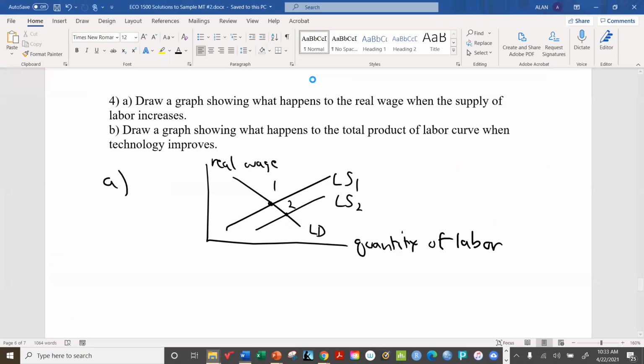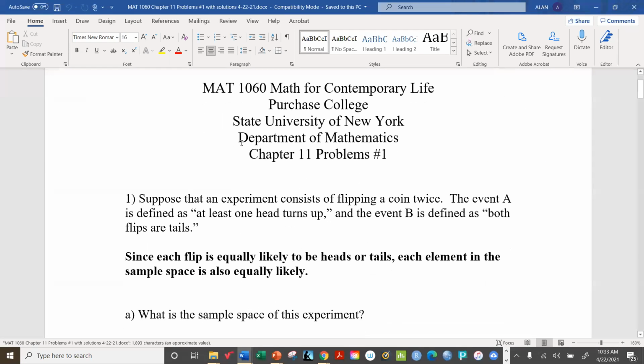All right, so we'll start with the first one, of course. Now, let's begin at the beginning. Suppose that an experiment consists of flipping a coin twice. The event A represents at least one head turns up, and the event B is defined as both flips are tails. Now, I've added this little comment here. Since each flip is equally likely to be heads or tails, each element in the sample space is also equally likely to occur. So we'll need that information as we go along.